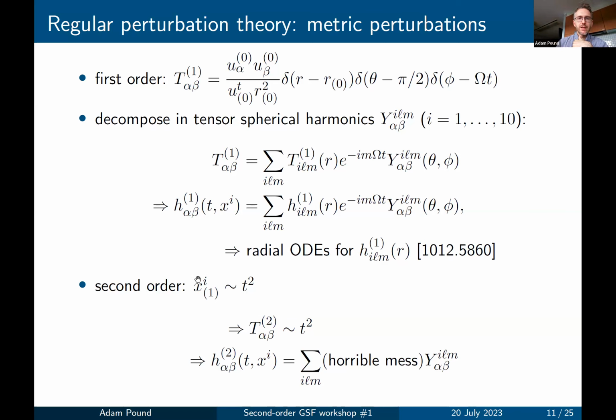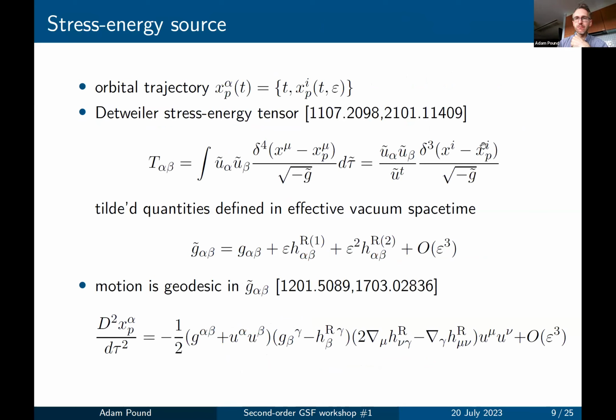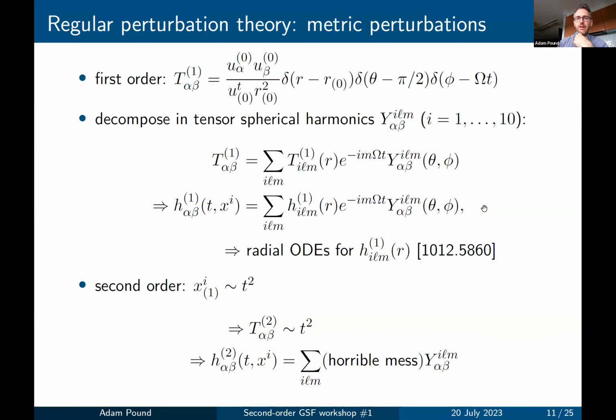So I said that the correction to the orbital trajectory is growing quadratically with time. And this stress energy tensor has the trajectory right inside it. So when we expand this out, the T2 is going to have this same quadratic growth in time. So the source on the right-hand side of the Einstein equations is growing with time. And suddenly we don't have a nice discrete spectrum. We have a horrible mess. So if you try to go to the frequency domain, you just get a mess.